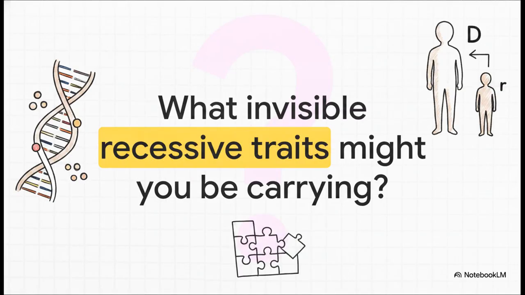So, I want to leave you with a bit of a thought-provoking question. If dominant traits can so easily mask recessive ones, like a tall trait completely hiding a dwarf one, what invisible recessive traits might you be carrying around in your own genotype right this very second? You are literally a walking, breathing combination of dominant and recessive codes, just waiting to be mapped out.